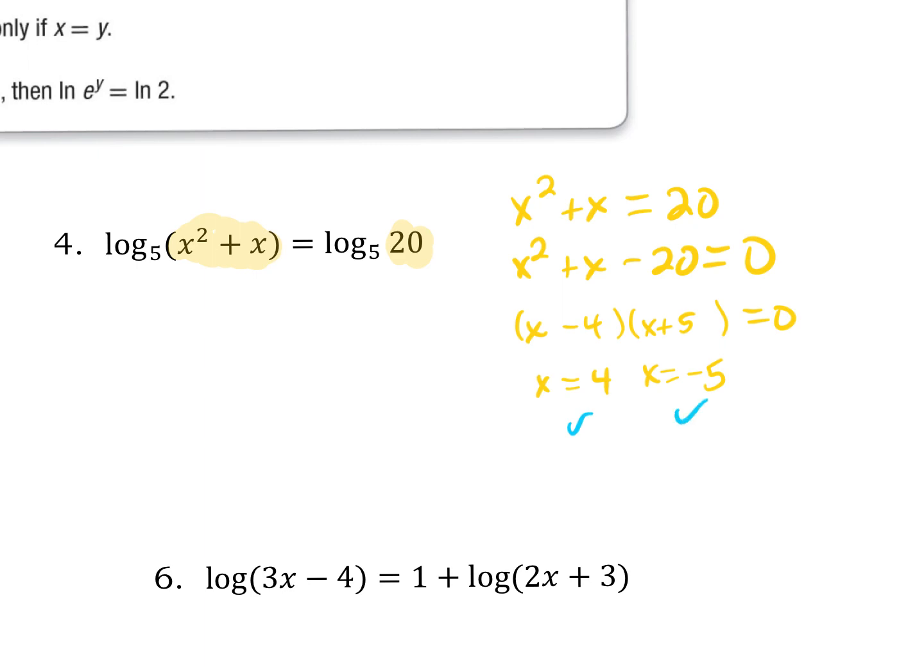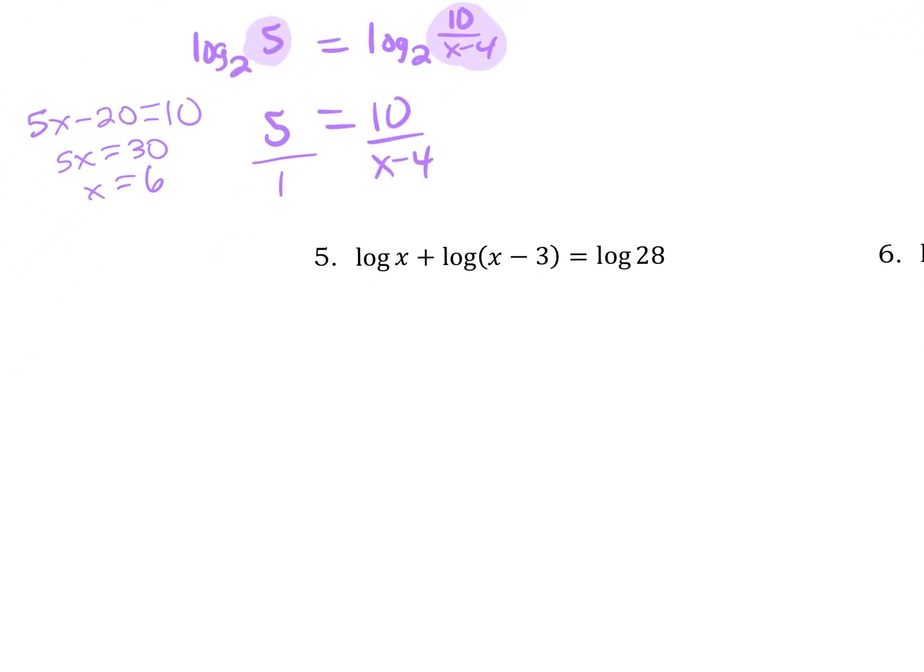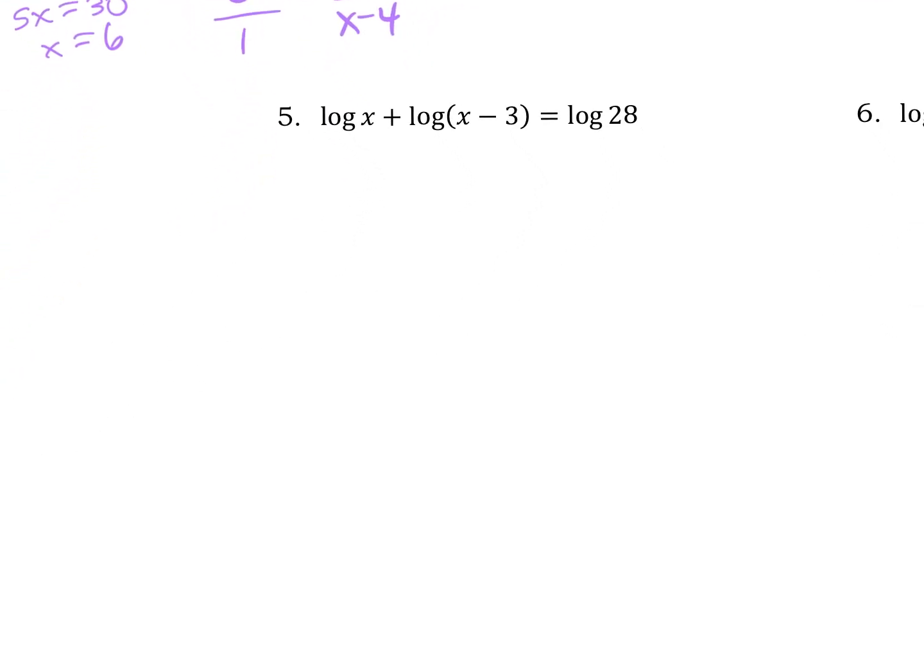All right, let's look at another example here, though. Here we've got a little bit of simplifying or condensing that we have to do first. Colby, how can we condense this? So just focus on this left-hand side. They can do log x, right? Plus, so it's multiplied. So x times x minus 3.